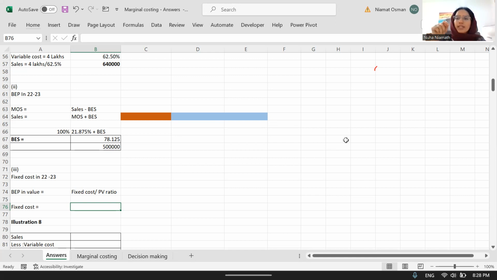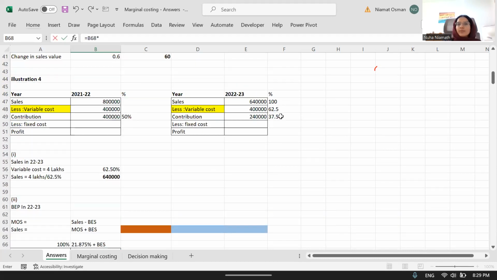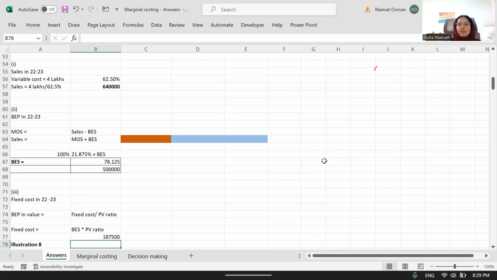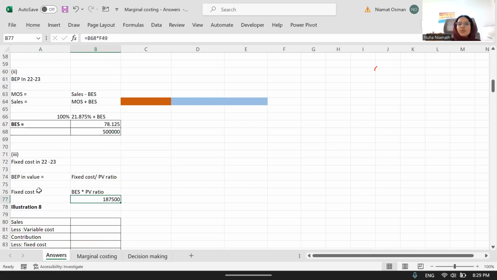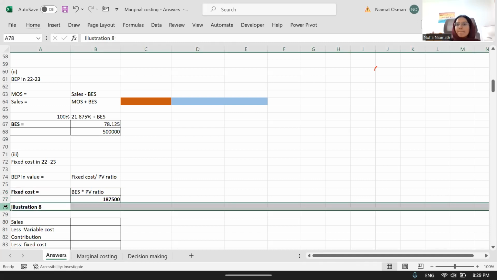How did you get 1,87,500? What did you multiply? Exactly. So break-even sales into PV ratio will give me fixed cost. So that is nothing but 5 lakhs into, what is my PV ratio? 37.5%. So that is 1,87,500. Everybody understood how we arrived at the fixed cost?